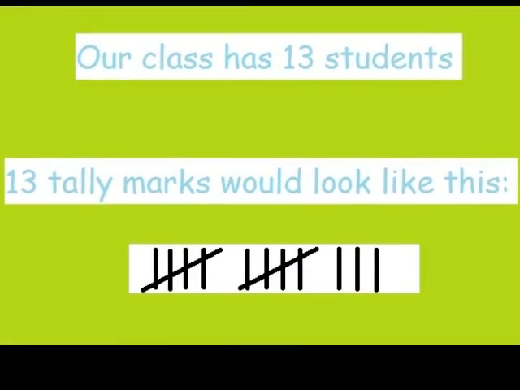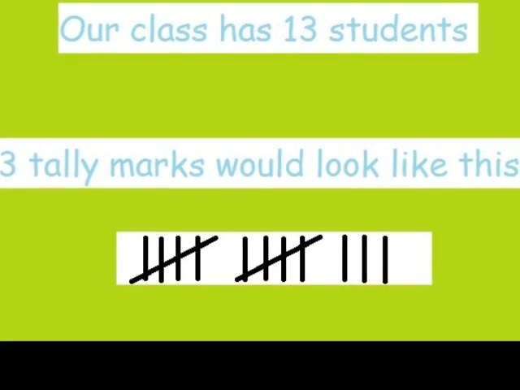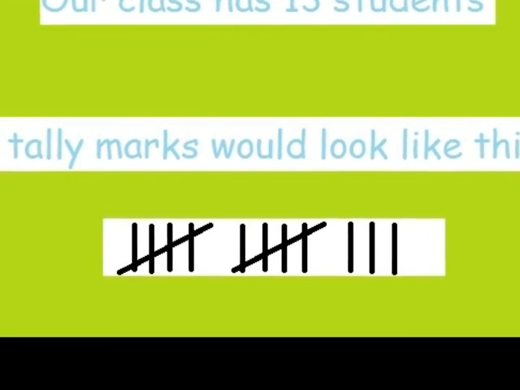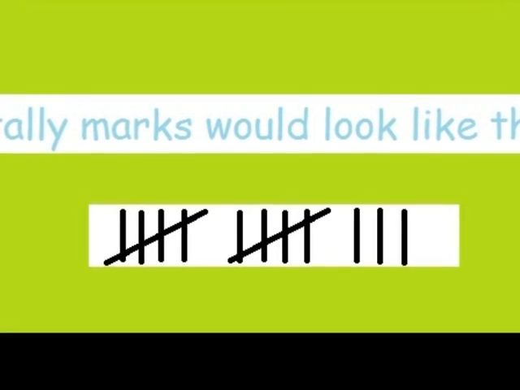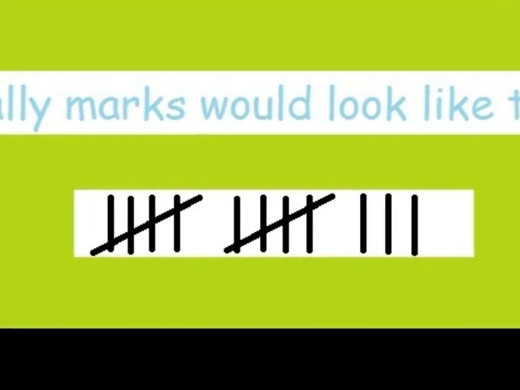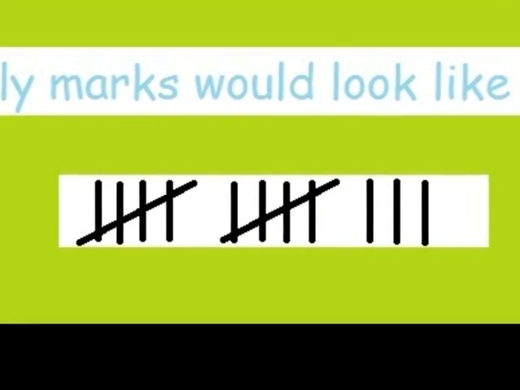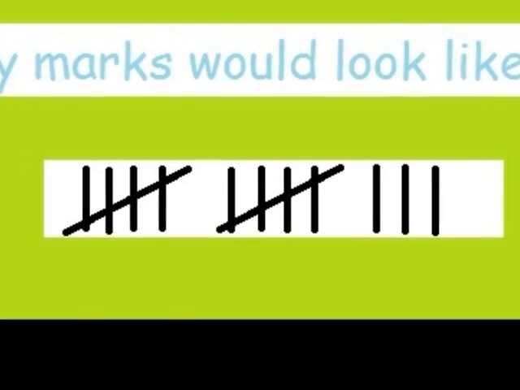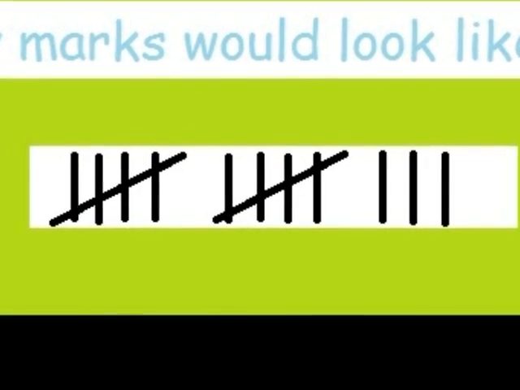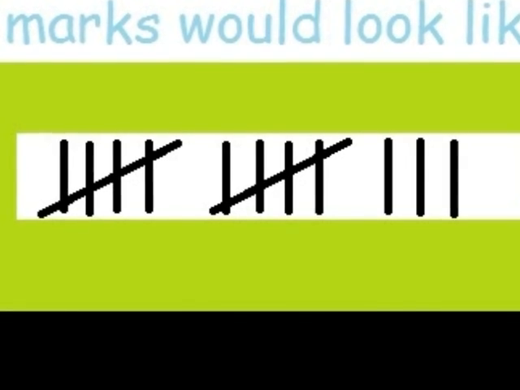So for example, if I wanted to make a tally for each student in our class, we would need to make 13 lines because we have 13 students. When we show 13 tally marks, it would look like this, and we would count them by 5s. So 5, 10, 11, 12, 13.